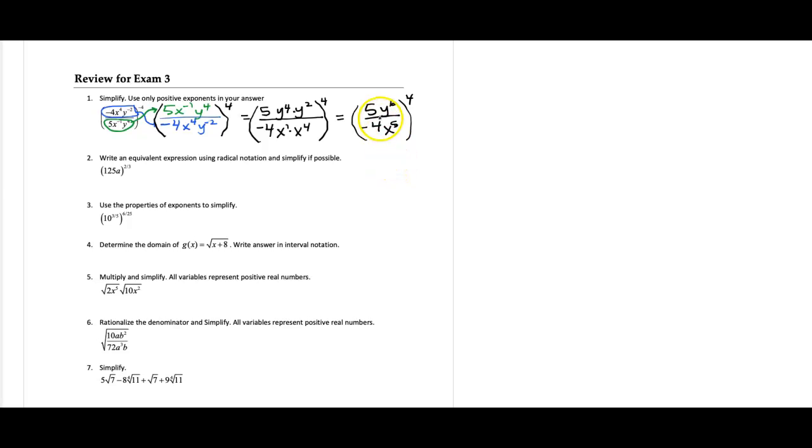Some people would rather distribute that power of 4 through to everybody first. And like I said, that's totally fine. You can do that. I like simplifying everything inside first and then distributing it, because then there's less to distribute. But it's totally up to you on how you want to do that.